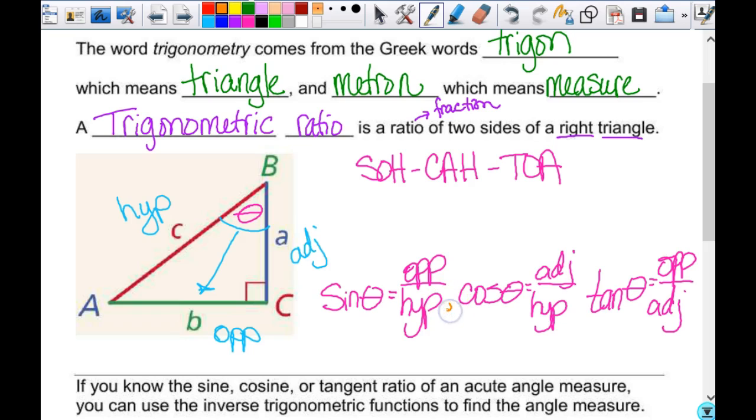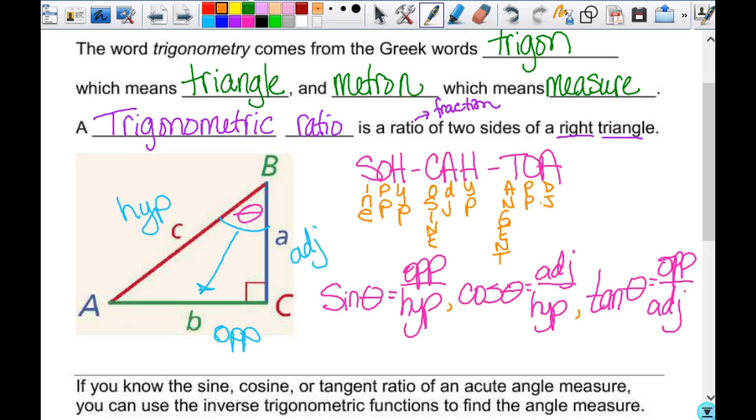That's what this means. Sine, and that's the actual word there, is opposite over hypotenuse. Cosine is adjacent over hypotenuse, and tangent is opposite over adjacent. Everybody good with that? We all remember that?